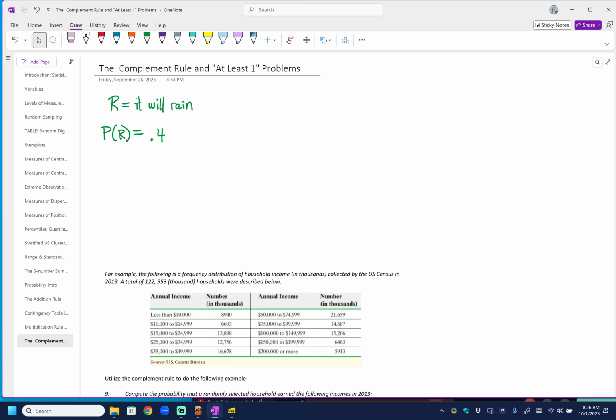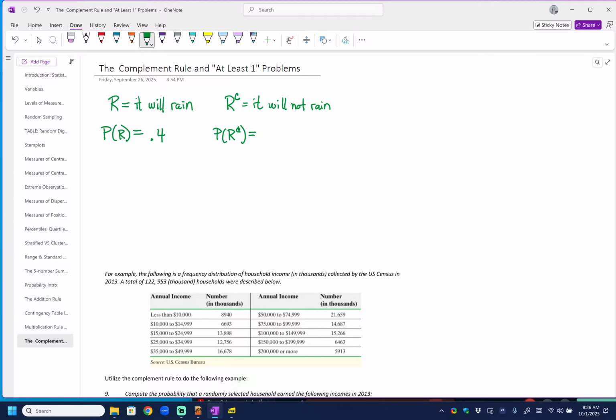So what would we do here? If we were to symbolize that it will not rain, we would do this. And this would be the event. R with a capital C in the superscript, it looks like an exponent but it's not an exponent, would be it will not rain. So the question is how would we find the probability of R complement?